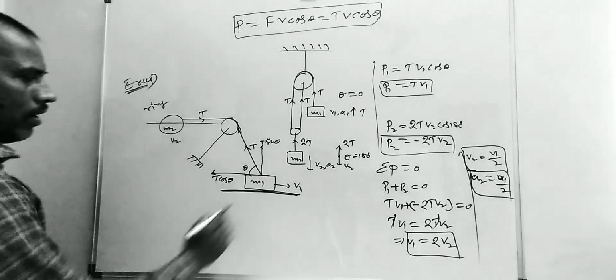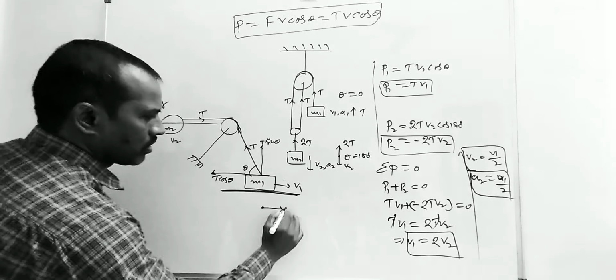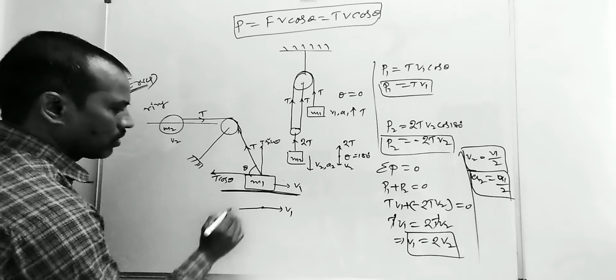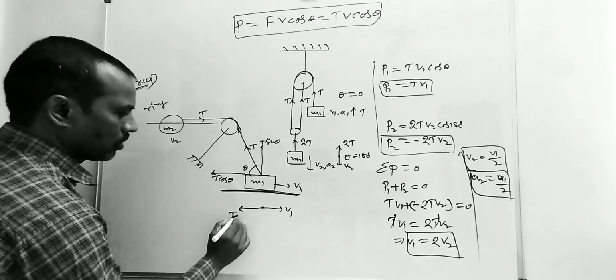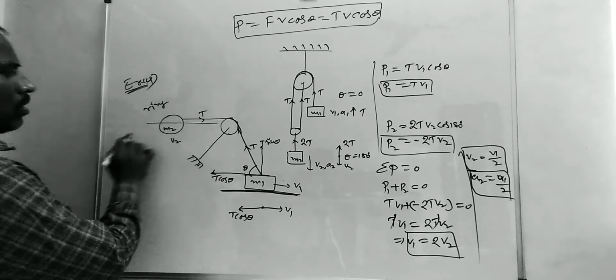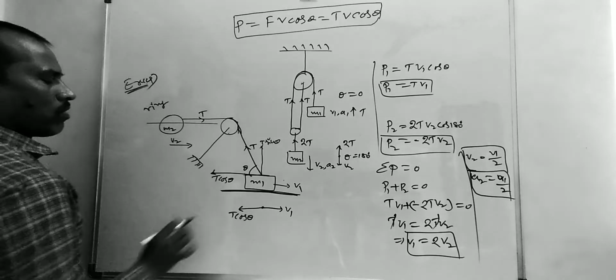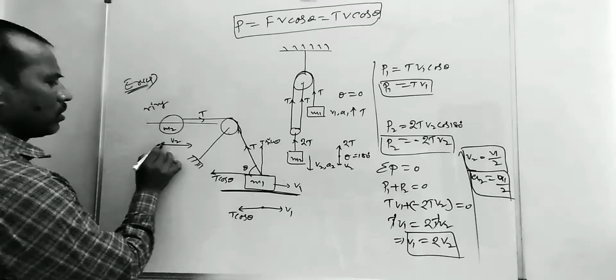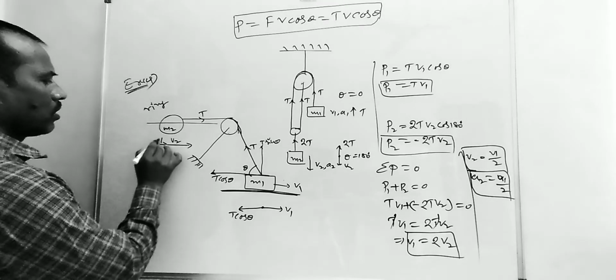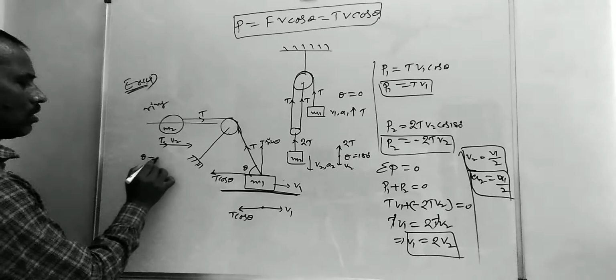Now in this case, consider a block with velocity in the forward direction and tension force T. The ring moves in the forward direction and the tension is also in the forward direction, so both are in the same direction. Tension force and velocity are in the same direction, so theta is equal to 0 degrees.